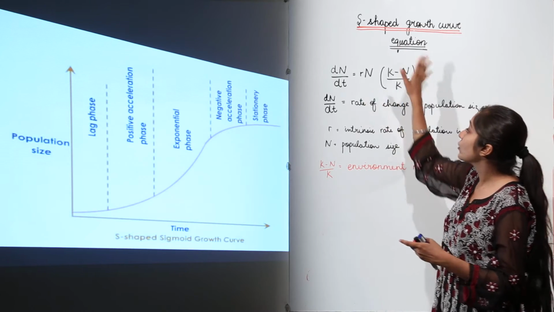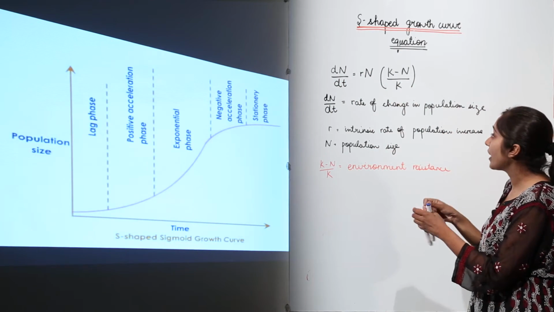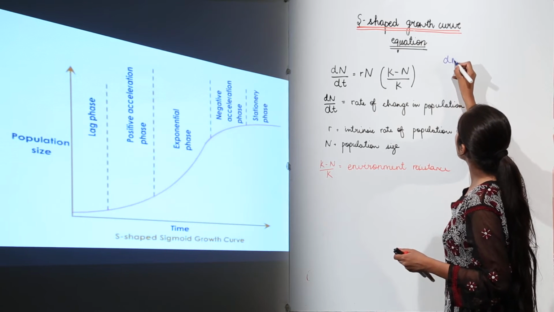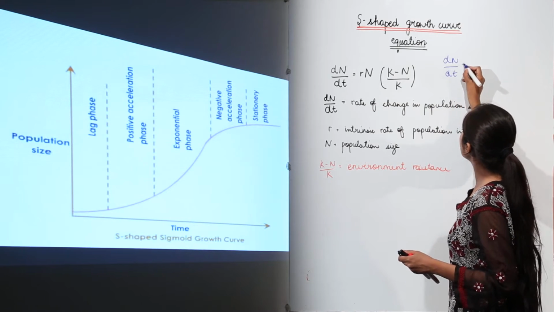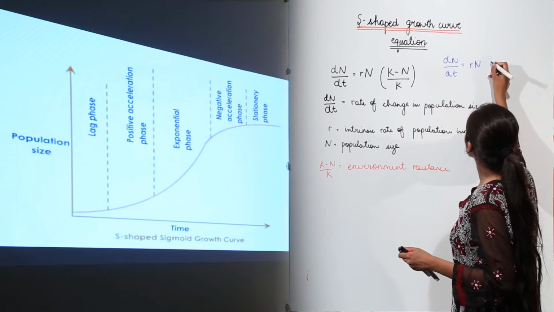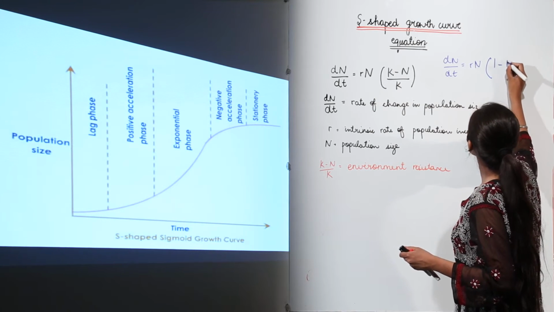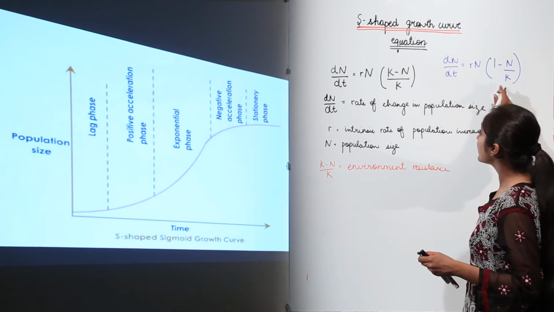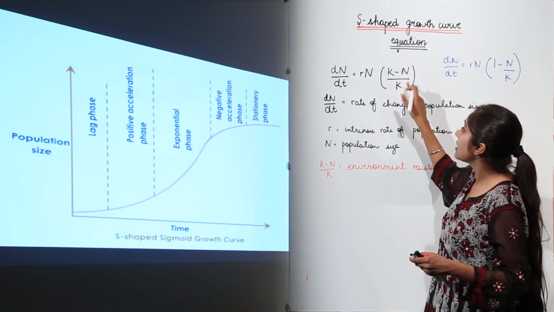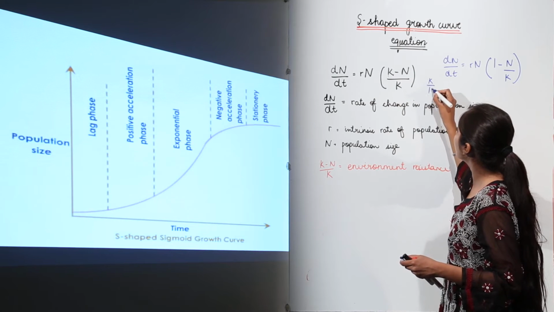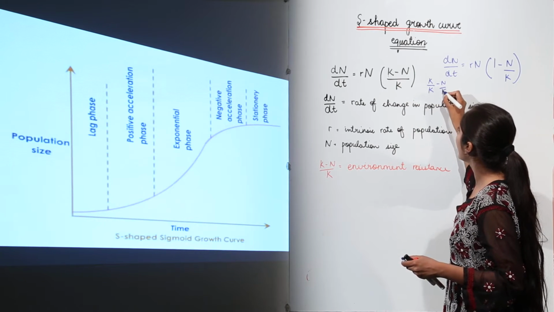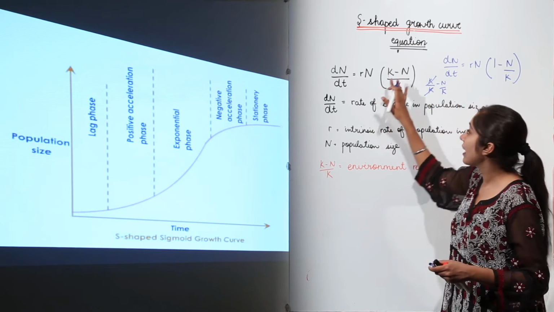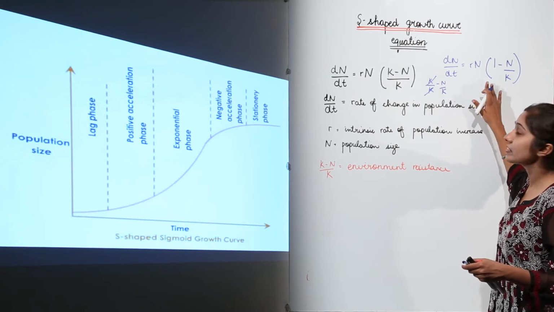So this is how this equation is represented. You can also represent this equation in a form like dN/dt = RN (1 − N/K). How have we come to this? As it is (K − N)/K, this is K/K − N/K, which is 1 − N/K. This is how we have got this form of the equation, okay.